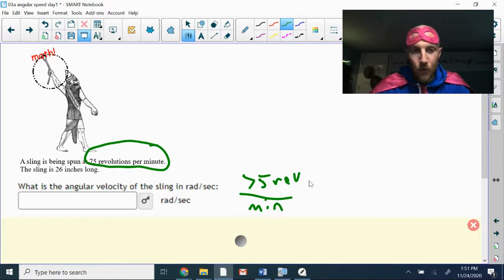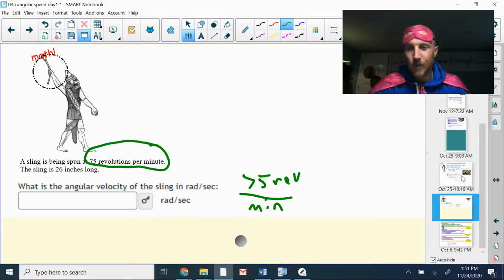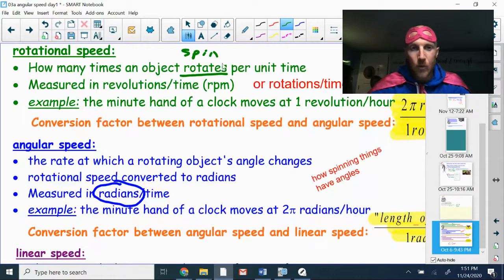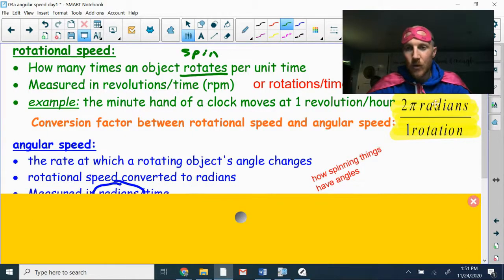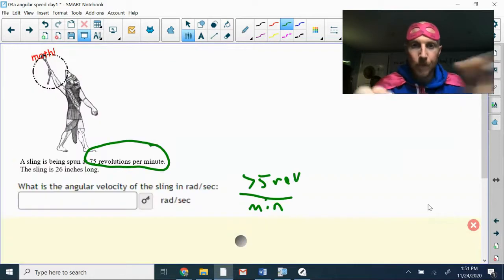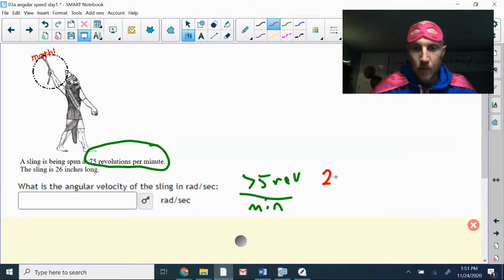And then I can find my conversion factor. So this is rotational speed. I'm asked to find angular speed or velocity, as the case may be. So to get from rotational speed to angular speed, I need this conversion factor, 2 pi radians over 1 rotation, or 2 pi radians over 1 revolution. I'm going to use the word revolution so that my revolutions will match the green revolutions.